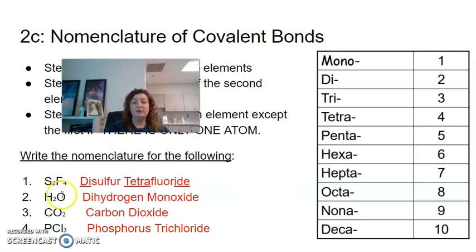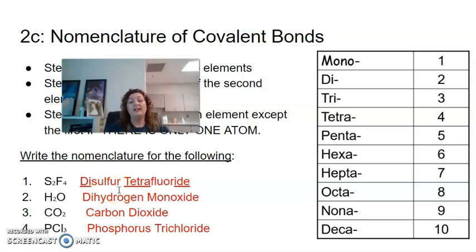Okay, so the next one, H2O. This should look familiar. It's water, right? So I could just write the basics. Hydrogen and then oxygen. Now we can change the ide. Hydrogen doesn't change, but oxygen does. It becomes oxide. So it's not oxygenide. That just sounds funny, right? So we just say oxide.